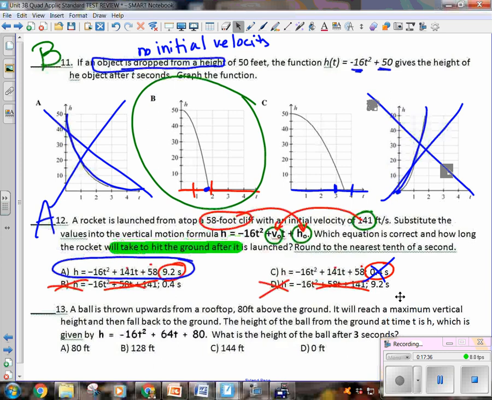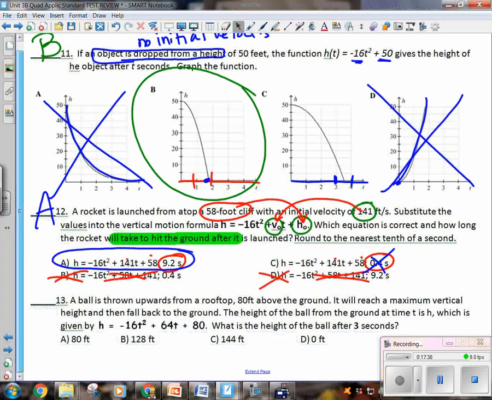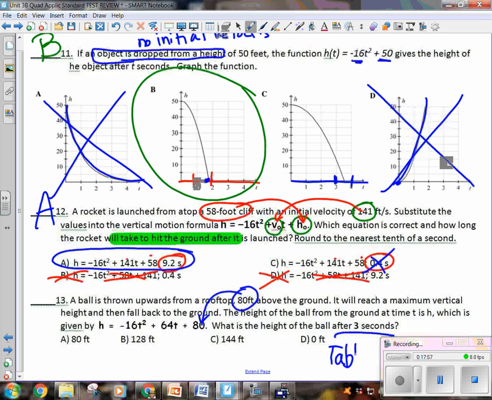A ball is thrown upwards from the roof, 80 feet above the ground. Again, look and see where 80 is, last, because that's my start height. It will reach a maximum vertical height and then fall back to the ground. The height of the ball from the ground at time t is h, which is given by the equation. What is the height of the ball after 3 seconds? It's pretty easy. I'm going to have to look in the table.